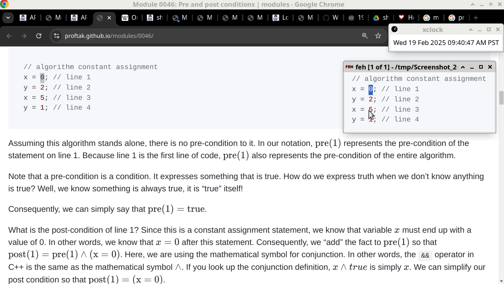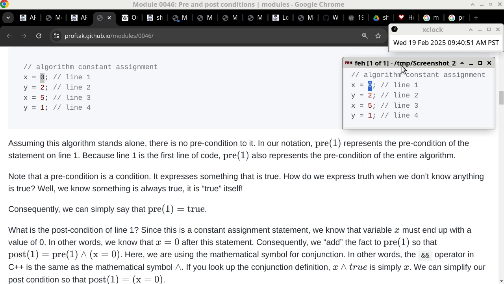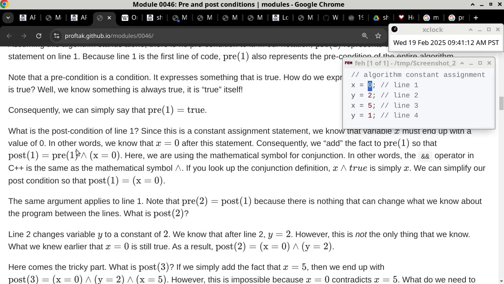In other words, after line 1 executes, what do we know for sure? What do you think? Exactly. So after line 1 executes, we know for sure that x equals 0. But we also know that, other than that, everything that we knew before line 1 executes is still true. So that's why we get down to this portion here.